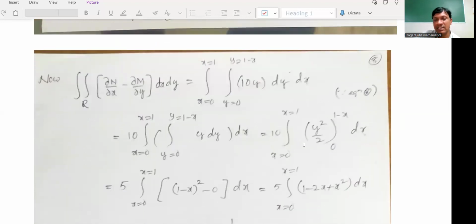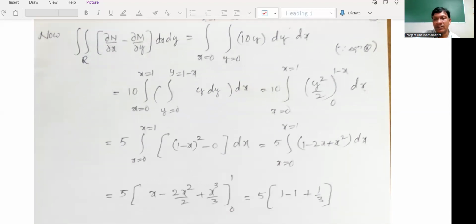So here you can cancel 2 1s are 2, 5 into integral x is equal to 0 to 1. In place of y you have to substitute 1 minus x: 1 minus x whole square minus 0 square into dx. So this is equal to 5 integral x is equal to 0 to 1. So you just expand the whole square: a minus b whole square is a square minus 2ab plus b square into dx. Then you have to integrate each term.